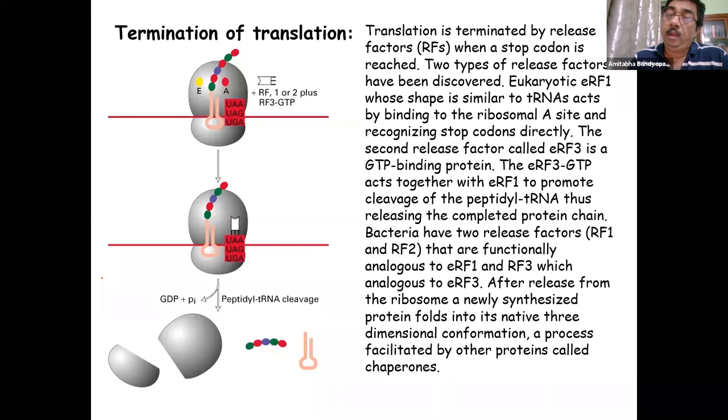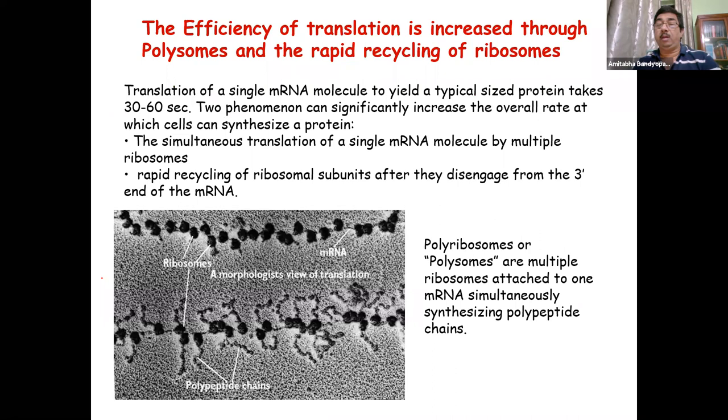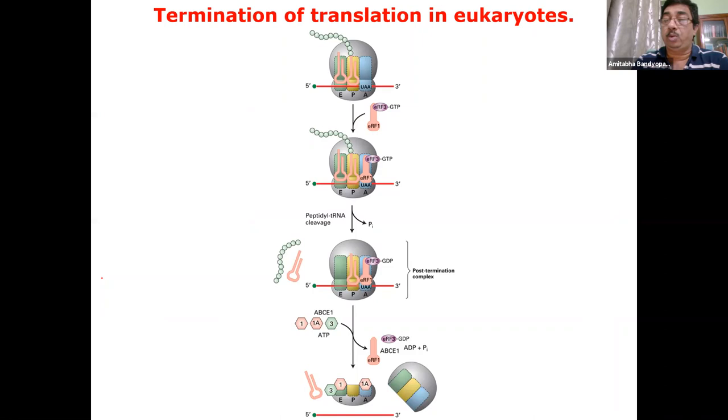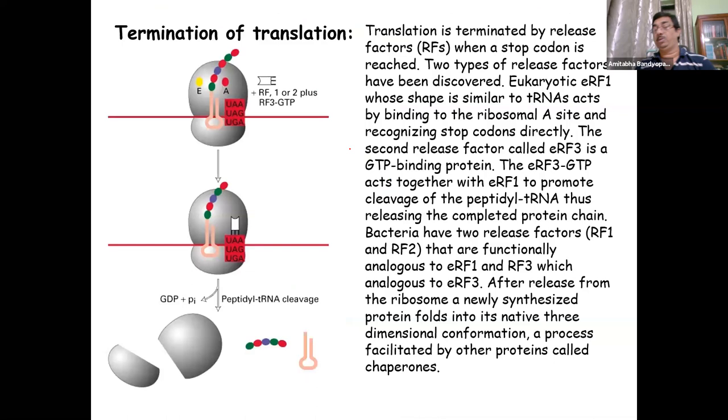RF1 looks like tRNA, okay? So it will come and bind to the stop codon, okay? So you see RF1 almost looks like a tRNA to which RF3 GTP is bound. And then this protein will simply offer a water molecule here and will hydrolyze the ester bond, and the polypeptide will fall off, and the ribosomes will quickly be recycled to the cap structure, and the whole story continues over again.